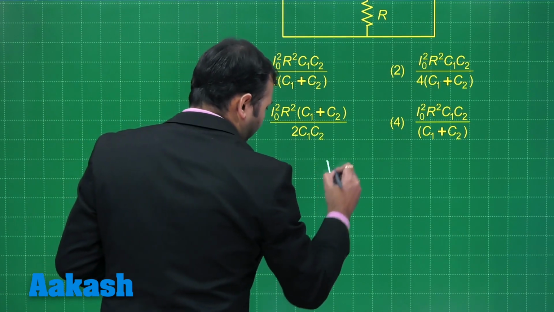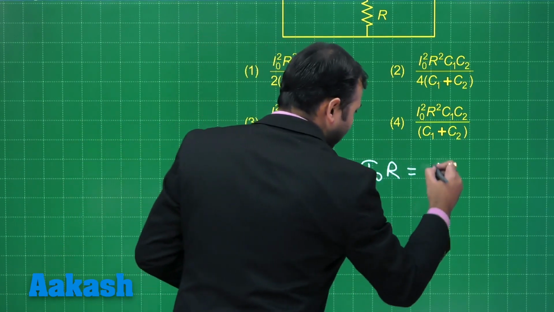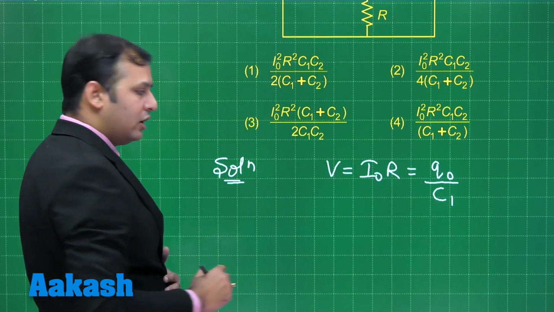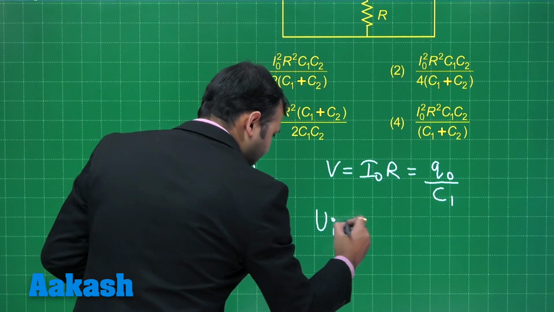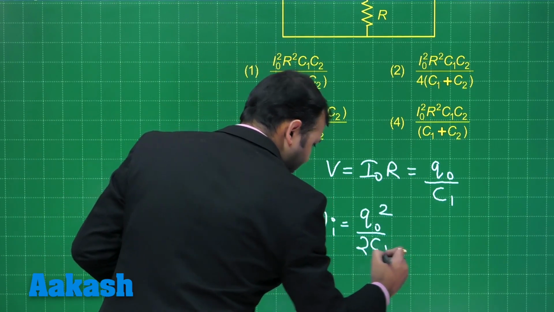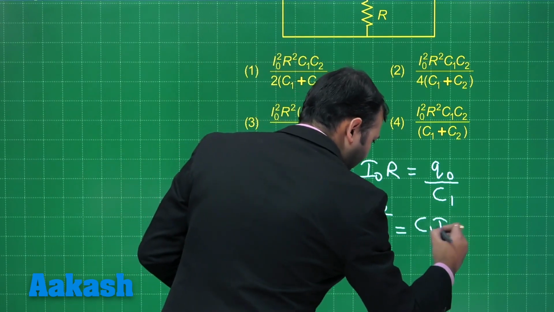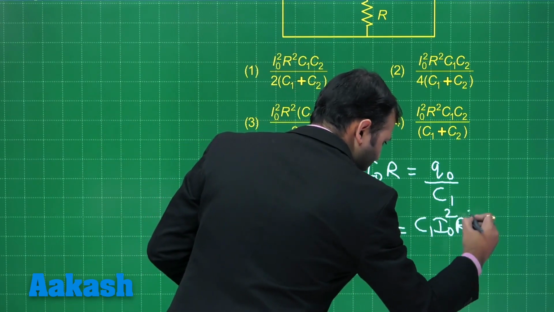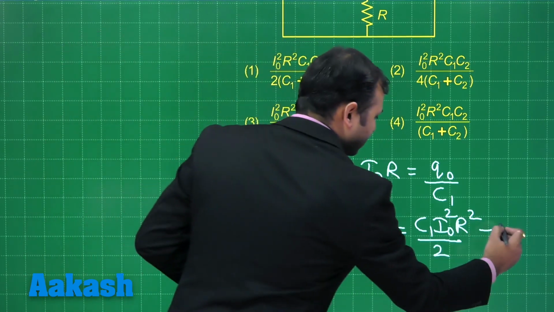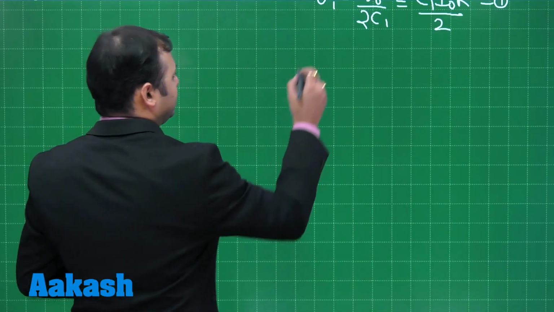Stating that V is equal to I naught R, that can be written as initial charge Q naught by C1, right? Now the initial energy in this would be Q naught square by 2C1, or I can also write this as C1 I naught R, this whole square, divided by 2, right? Now this is the first equation for me. Moving on to the second equation.